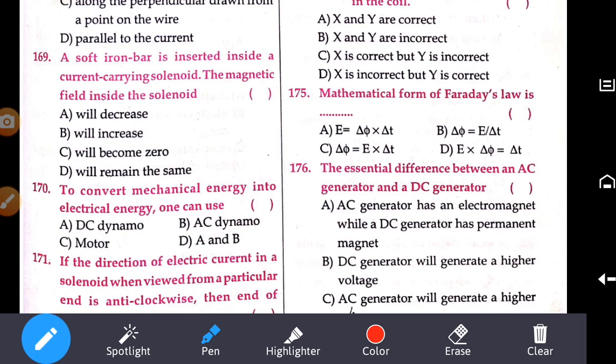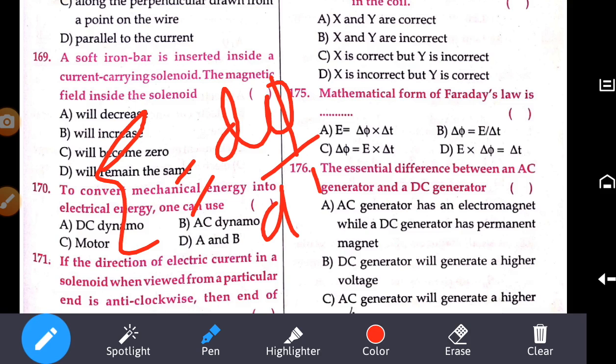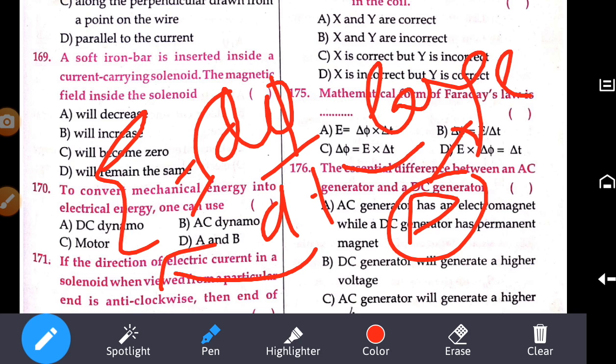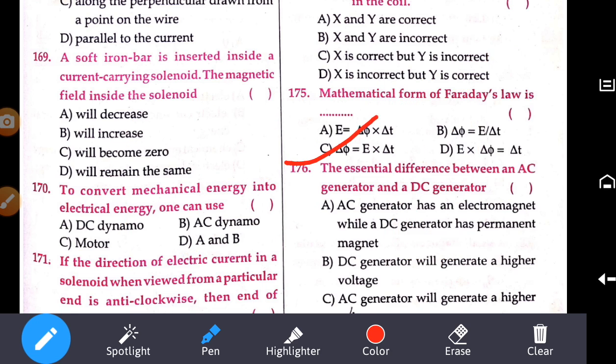175th bit, mathematical form of Faraday's law. We know that E is equal to d phi by dt. If you observe, this option is not given. You bring this dt to the left side, it becomes multiplication. So we can write here, d phi is equal to E into dt. Here they have given delta, sir. See, delta and d are similar. Delta is a change. When will we be using the delta? When there is a large change in the flux. When there is a small change in the flux, we will be using the d sign. Okay, so option number C is our answer.